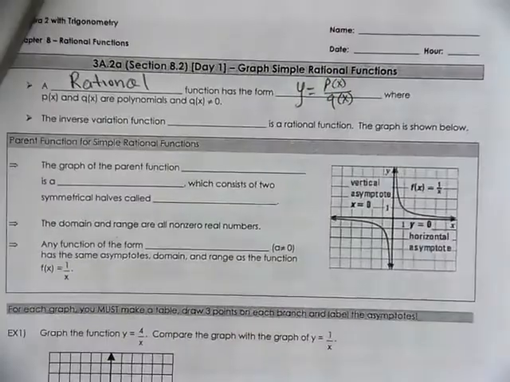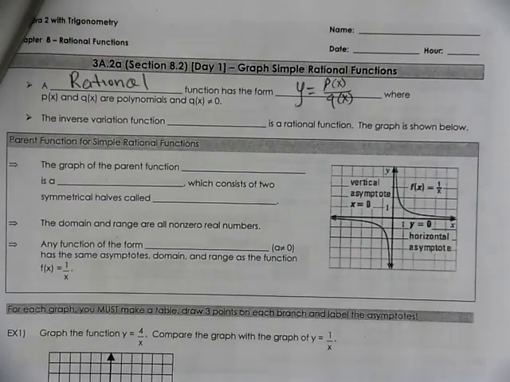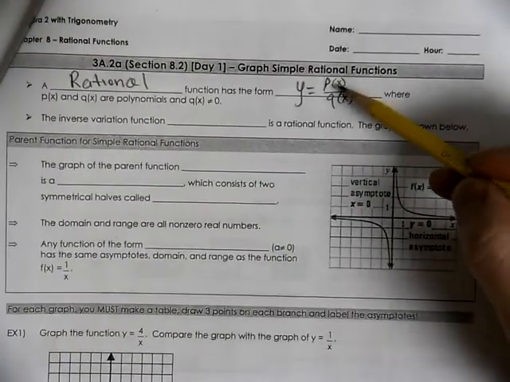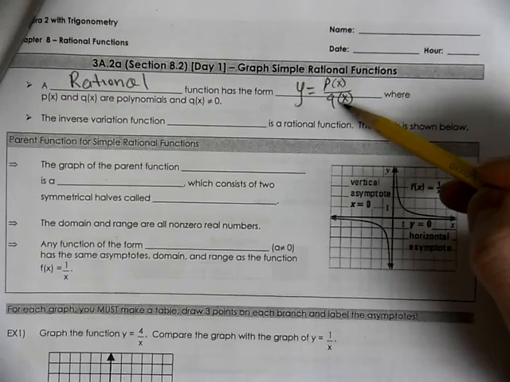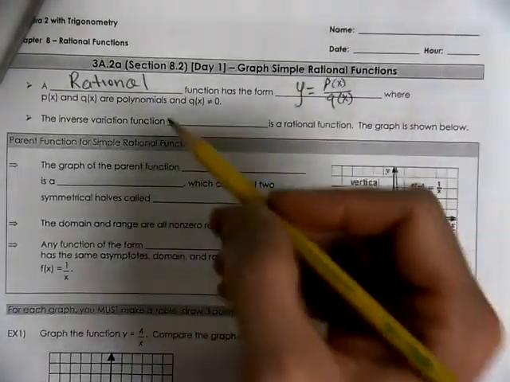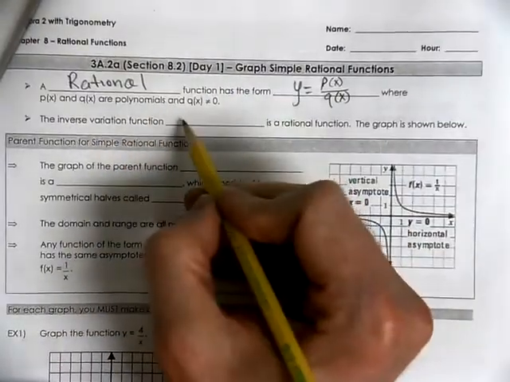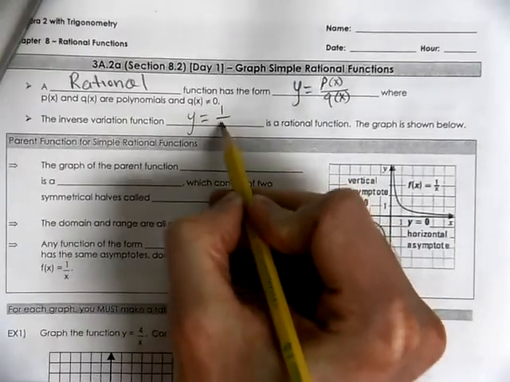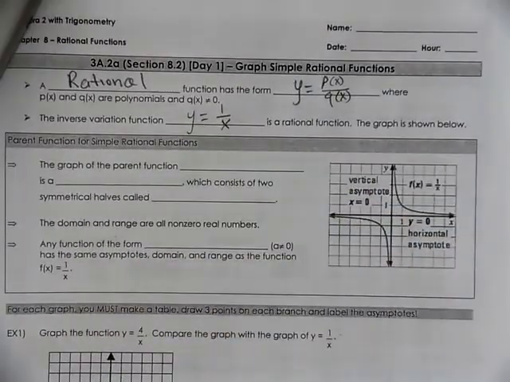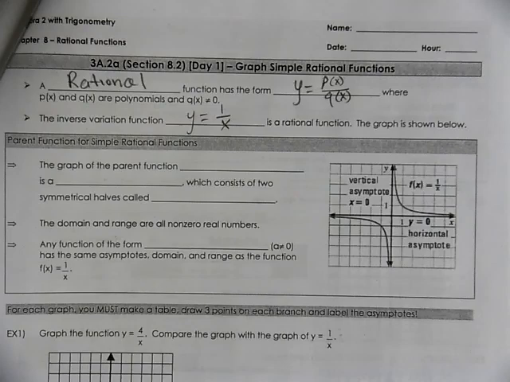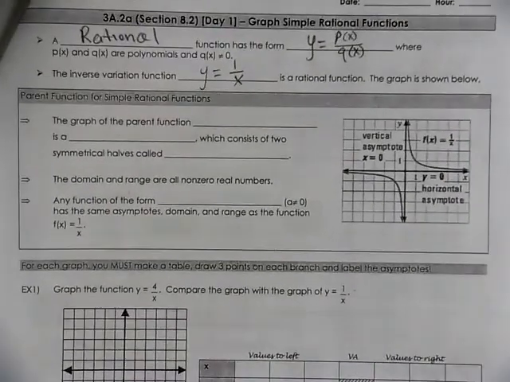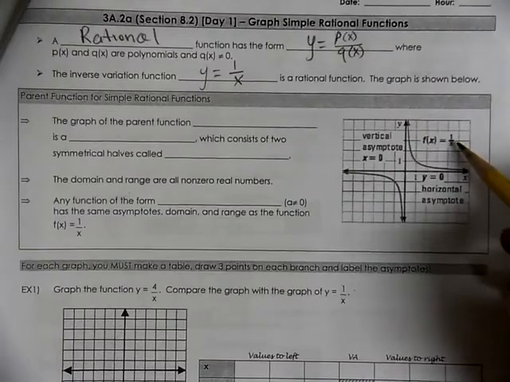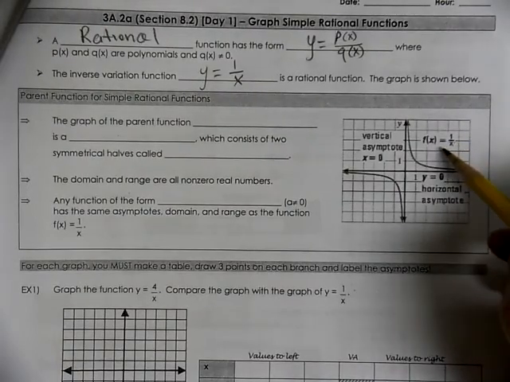So we can have a polynomial on top, and we could have a polynomial on bottom of the fraction, the numerator and the denominator. So our inverse function is 1 over x, and that would be considered a rational function. So we're going to talk about what the graph of 1 over x looks like.